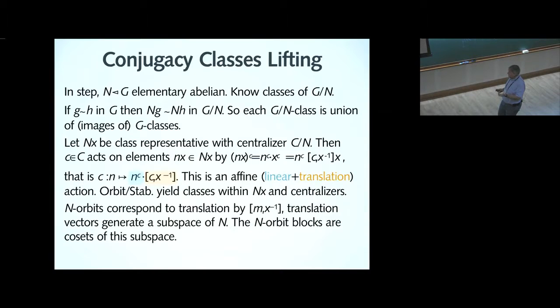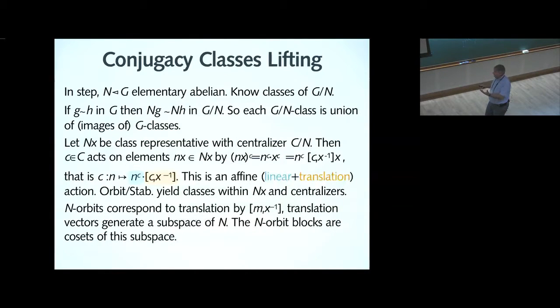Let's take one such class representative and its centralizer. Then what I need to know is, how does this coset split up into conjugacy classes? Well, the centralizer acts on elements of this coset by conjugation, which I can split up like this, and I can write in this form. Okay, so what is happening here? The coset representative stays the same, but I can interpret this as a map if I now just look at the n part of such an element in the coset.